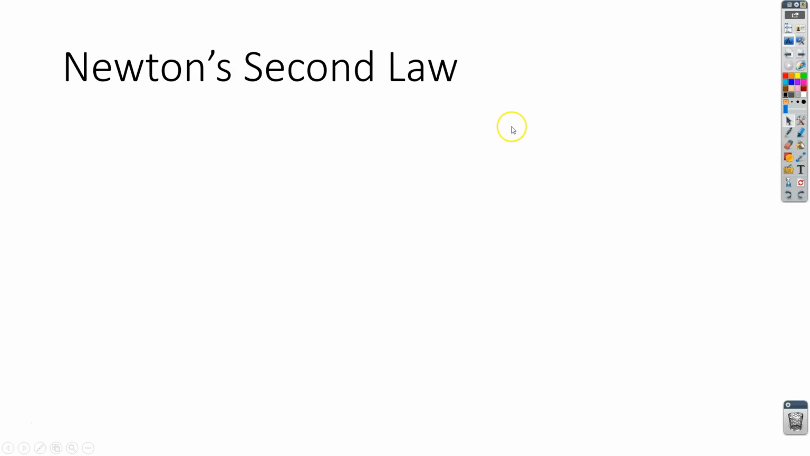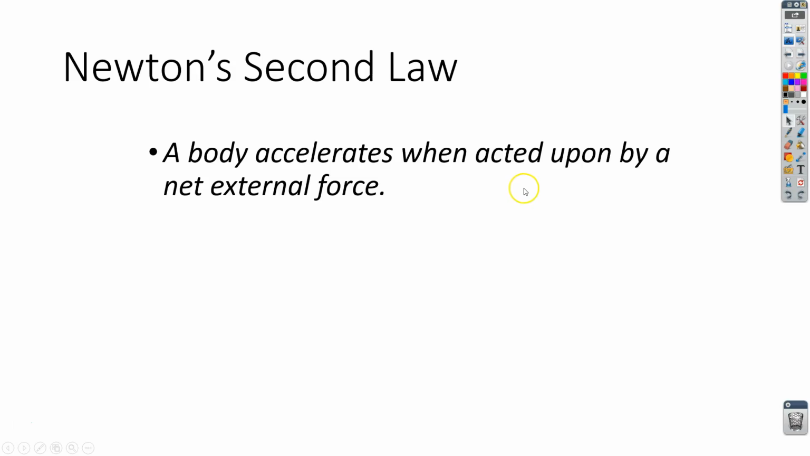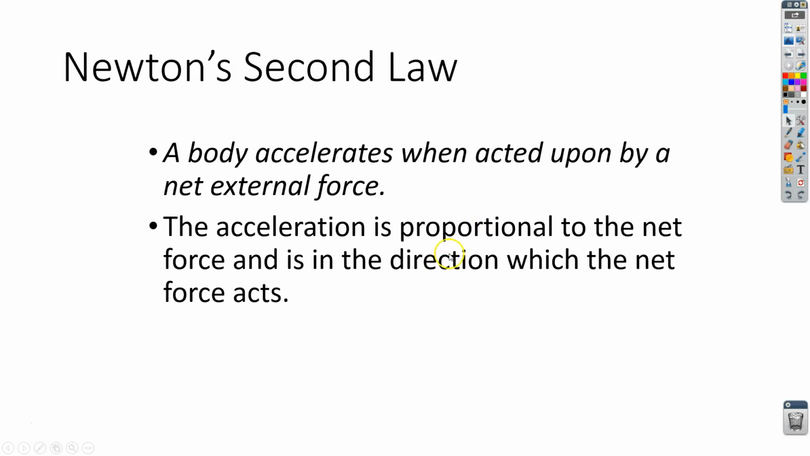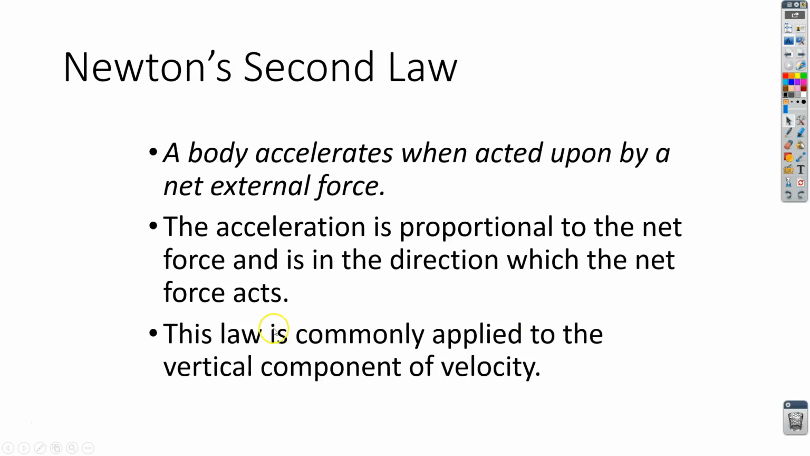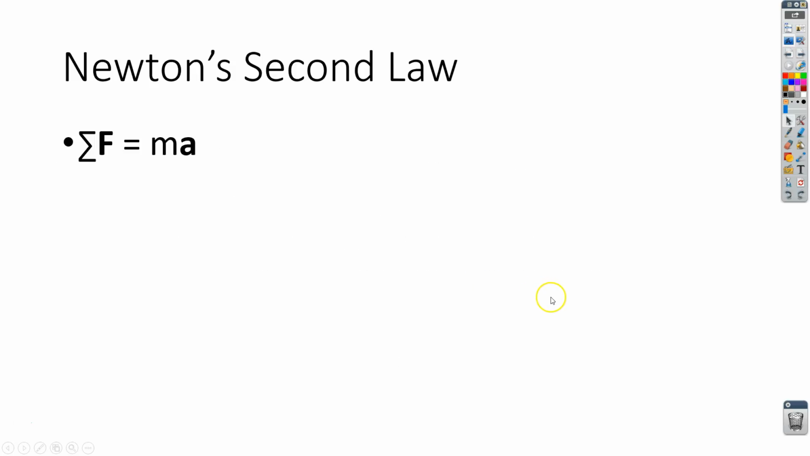For Newton's second law, we know that a body accelerates whenever we have a net external force acting on that thing. So the acceleration is proportional to the force, so the harder you push, the more acceleration you will have, and it also is in the direction in which that net force acts. So this law is commonly applied to the vertical component of velocity. So when we look at the up and down, we usually see this a little bit more.